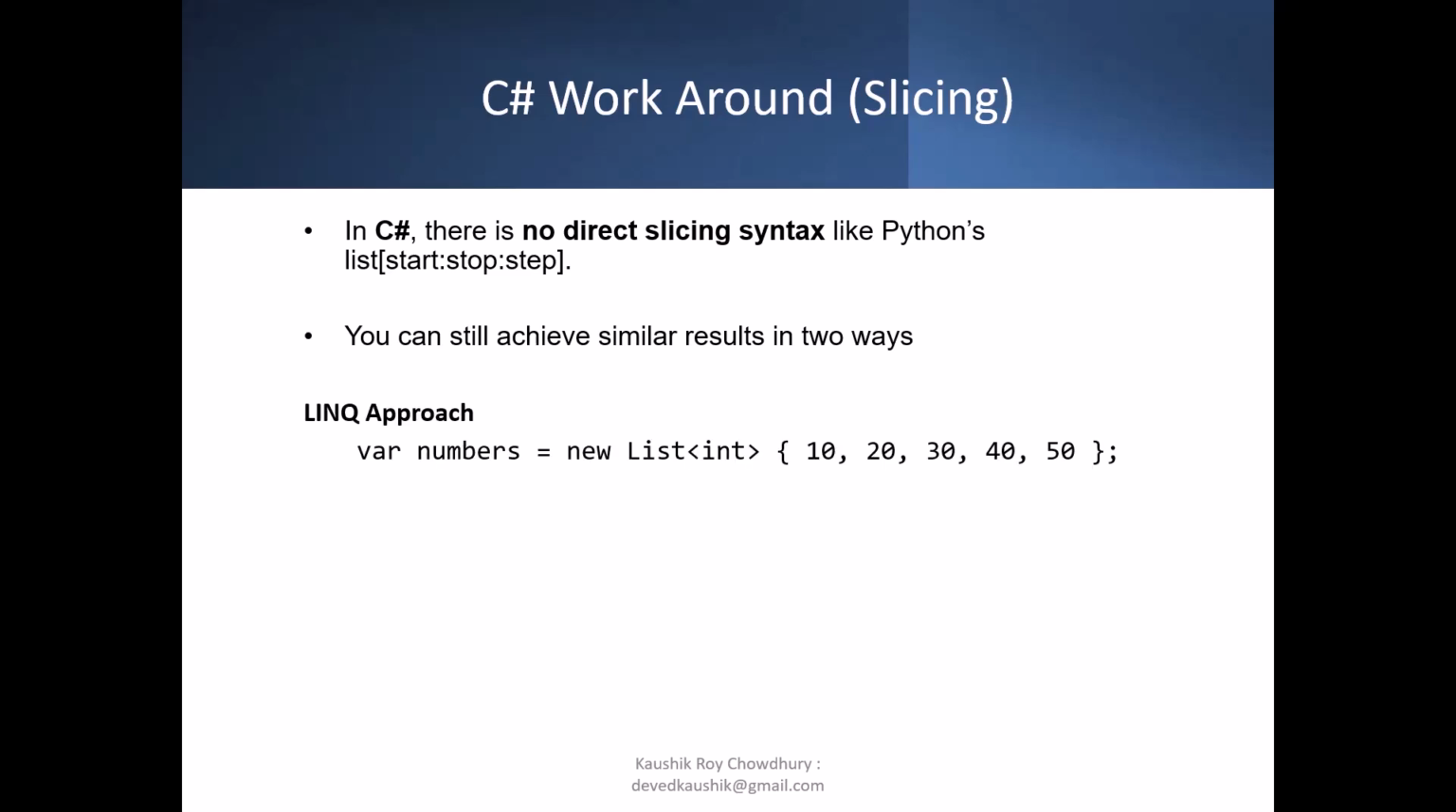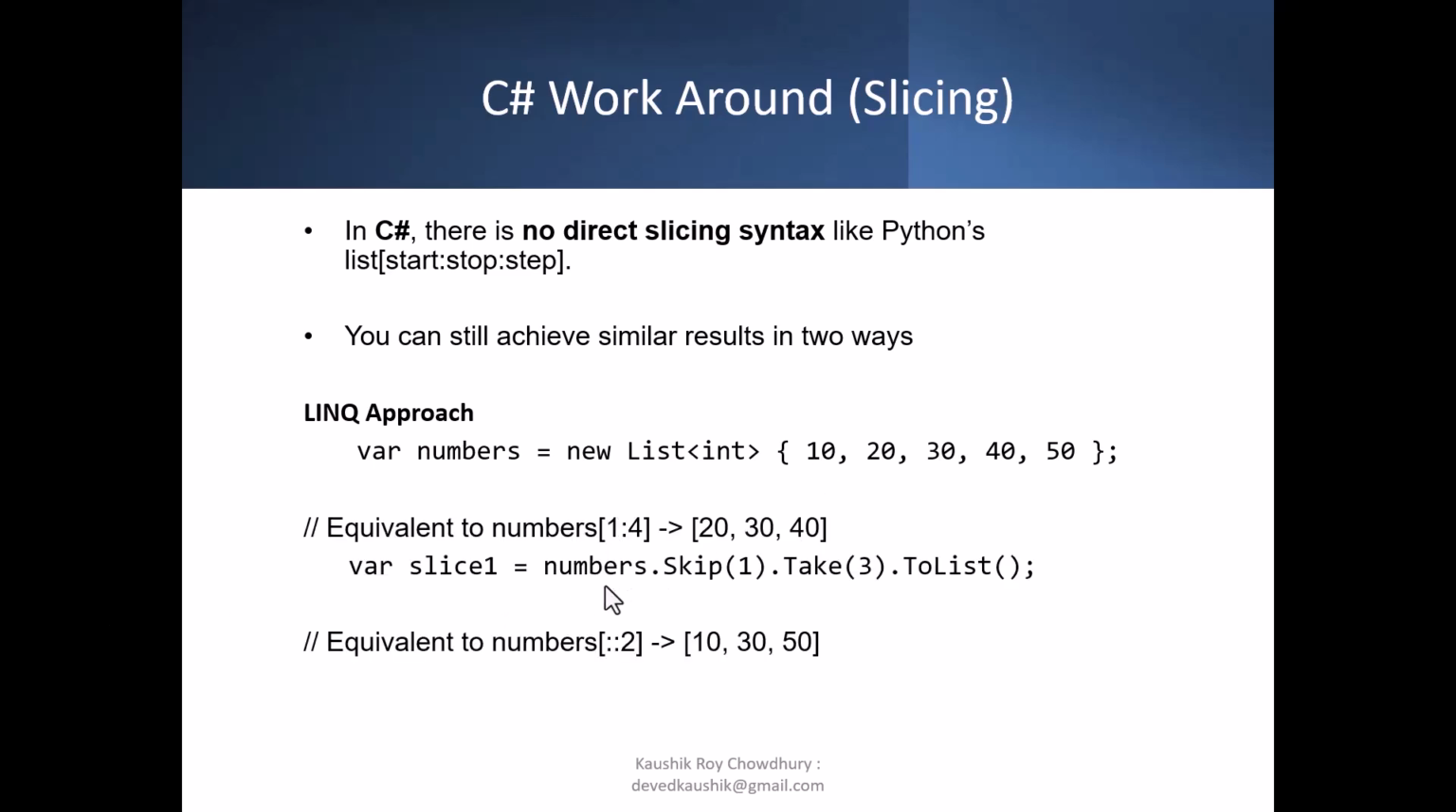One is the LINQ approach. So var numbers is a new list of integers. Equivalent to numbers 1 to 4 is var slice1 = numbers.Skip(1).Take(3).ToList(). Equivalent to colon 2, here it is var slice2 = numbers.Where((num, idx) => idx % 2 == 0).ToList(), where the index modulo 2 has no remainder, so it's fully divisible by 2. So 10, 30, 50. Now let's see these examples in our Visual Studio Code.